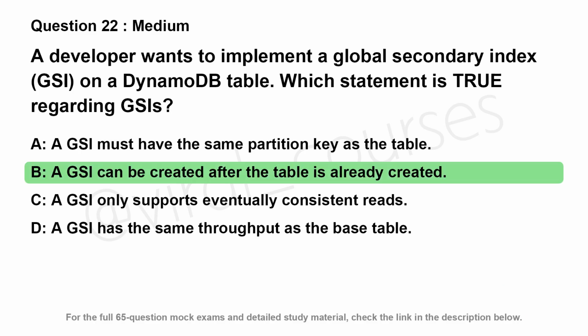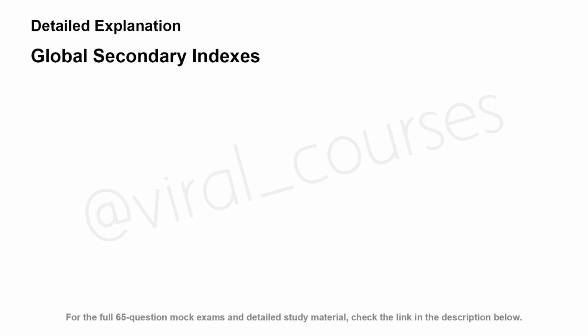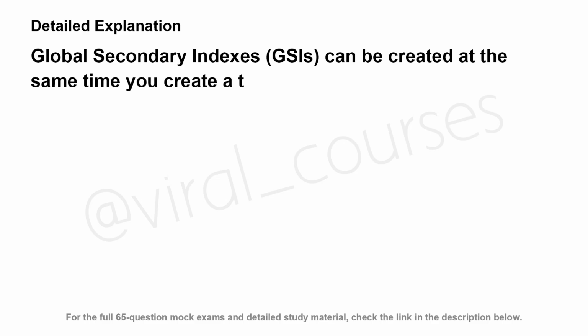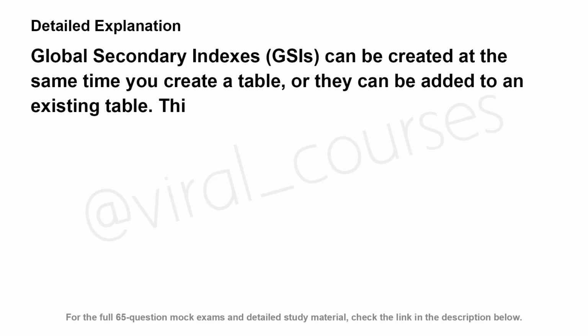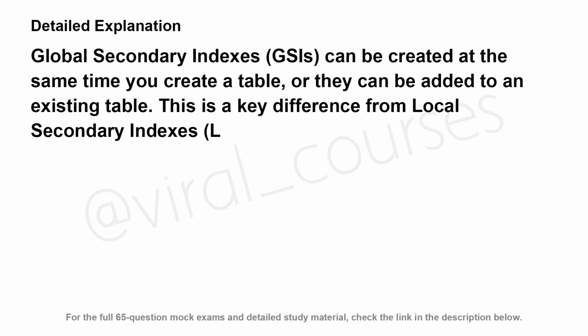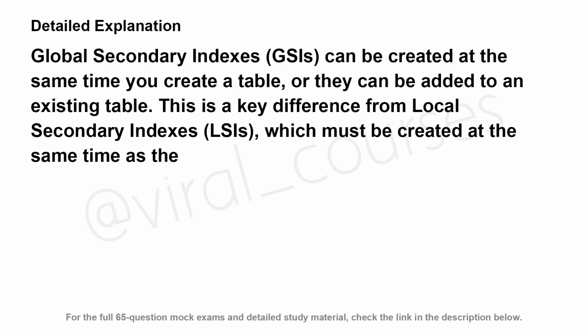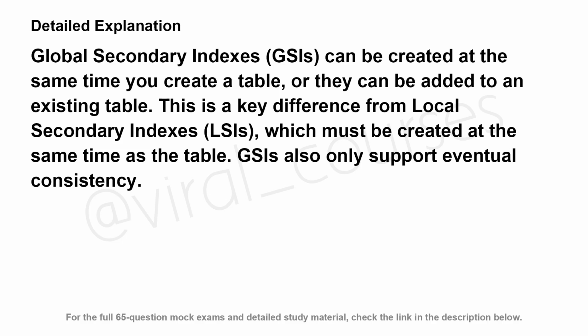The correct answer is B. Global secondary indexes, GSIs, can be created at the same time you create a table, or they can be added to an existing table. This is a key difference from local secondary indexes, LSIs, which must be created at the same time as the table. GSIs also only support eventual consistency.